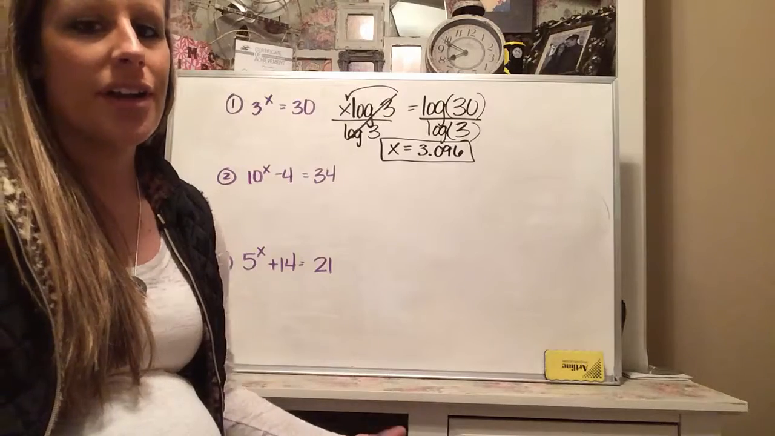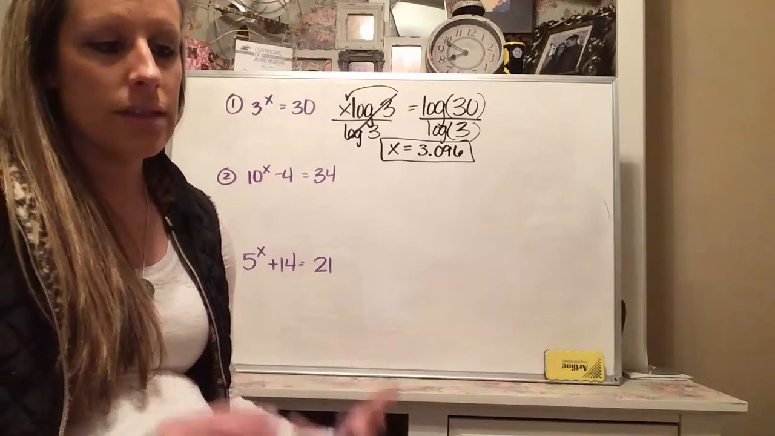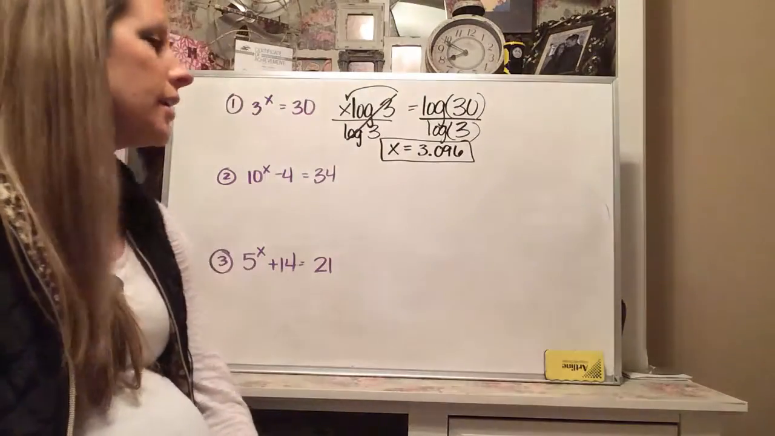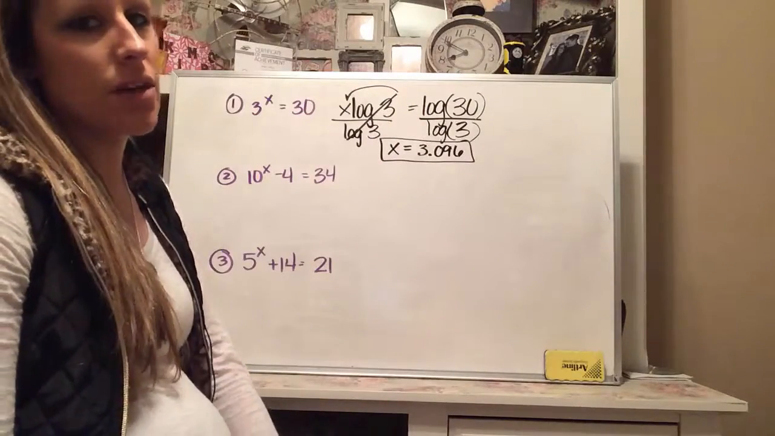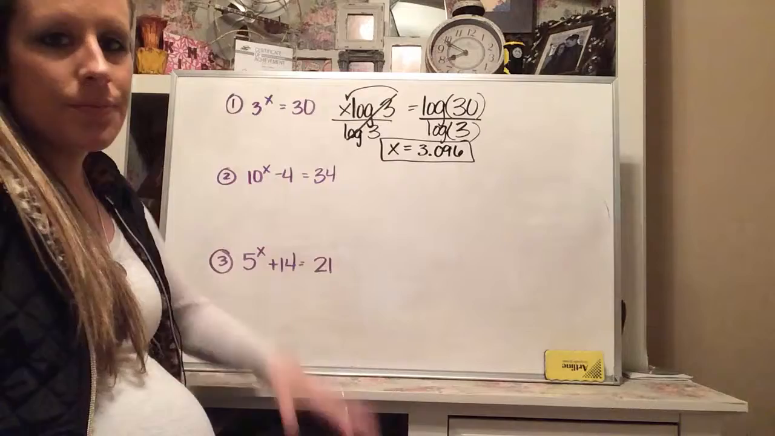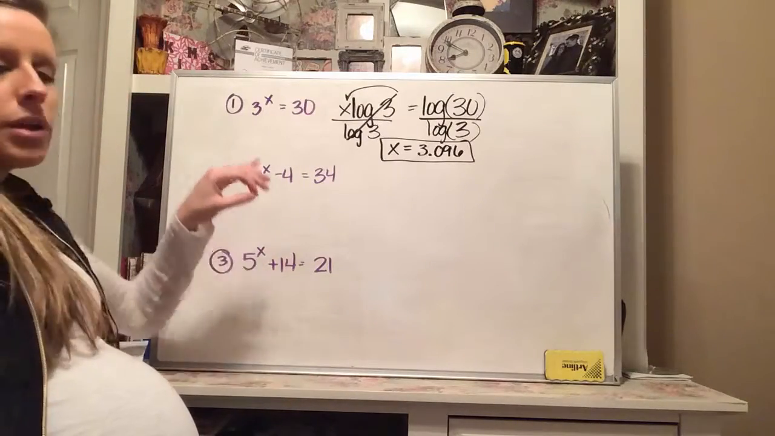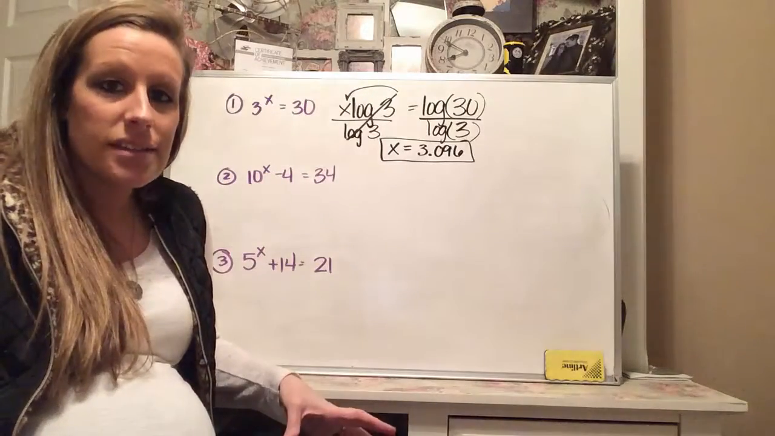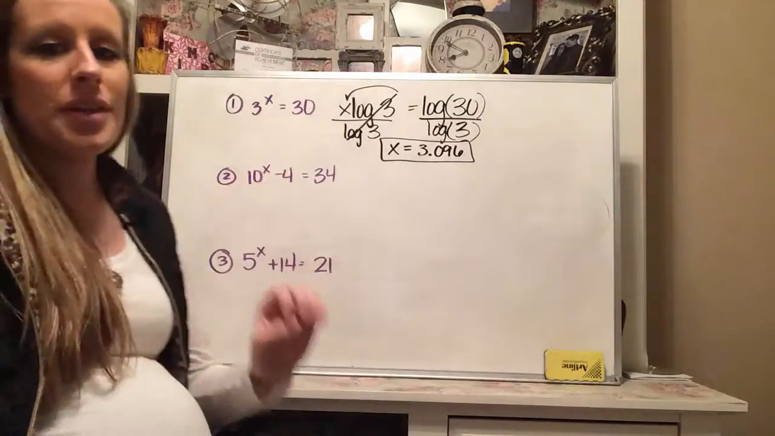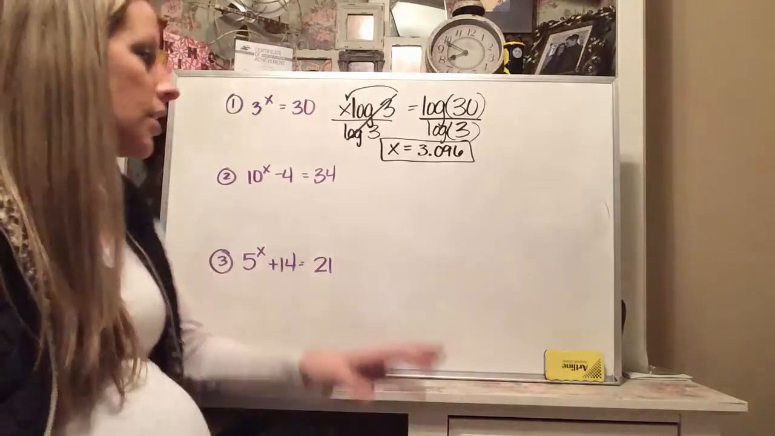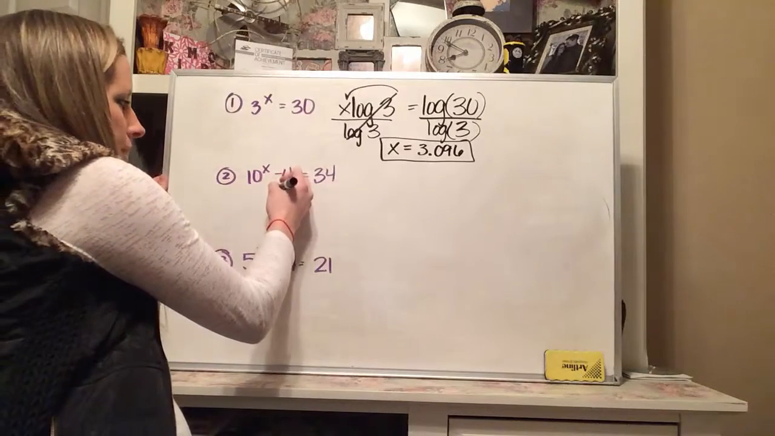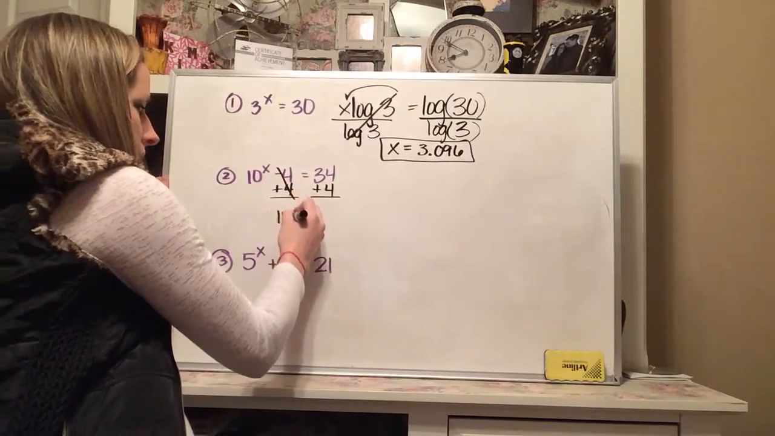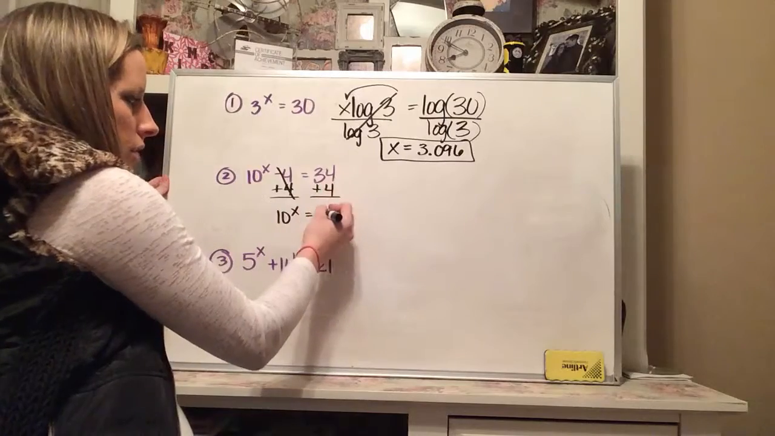So that's what we're doing today. It will get a little bit harder. You're going to have to condense some problems, simplify them, and use your laws of logarithms again. But this is basically what we're doing. We're trying to solve for x. So let's look at number 2. What you want to do is get the term that has the x in the exponent, like 10 to the x power, by itself first. The opposite of subtracting 4 is adding 4, and we do that to both sides. So 10 to the x power equals 38.